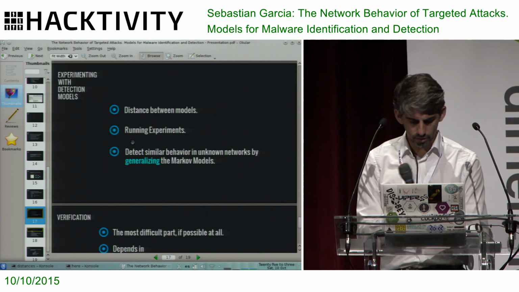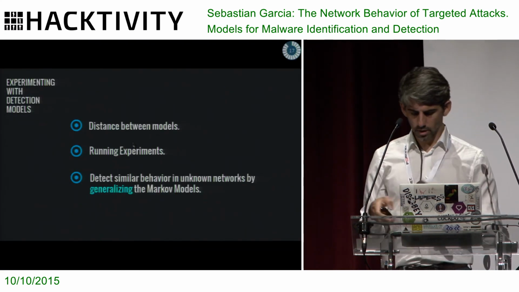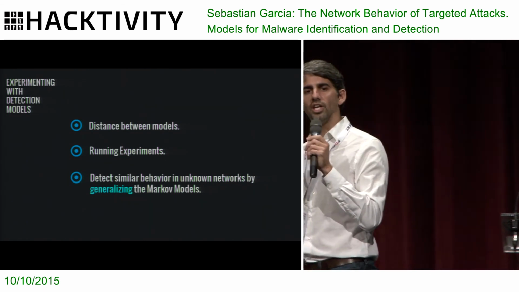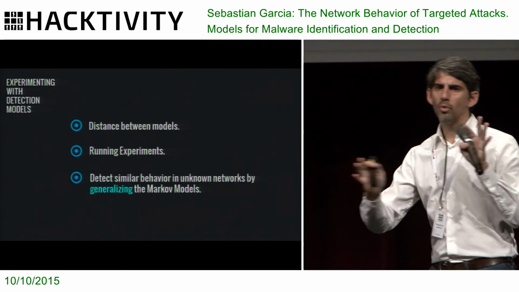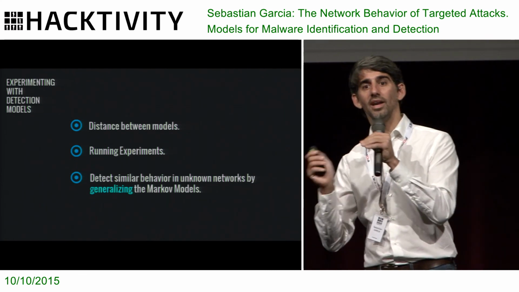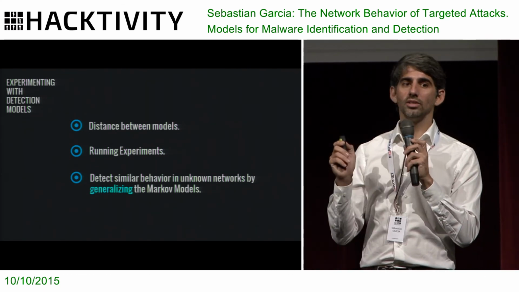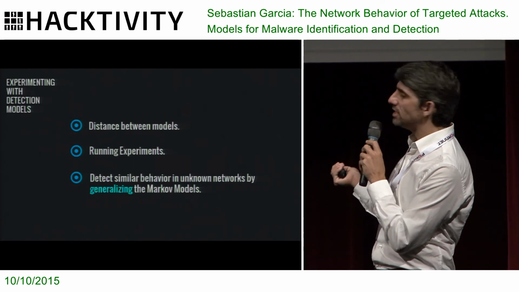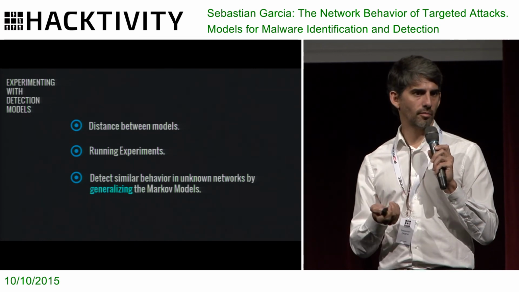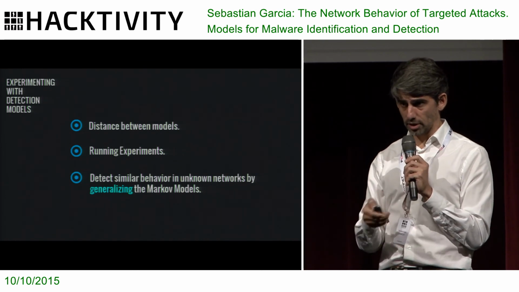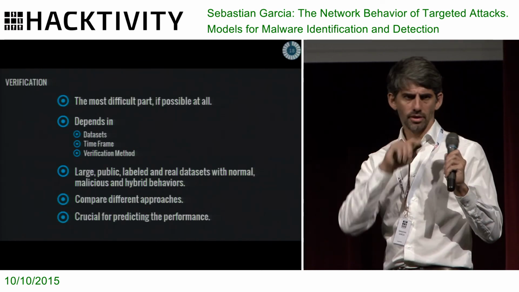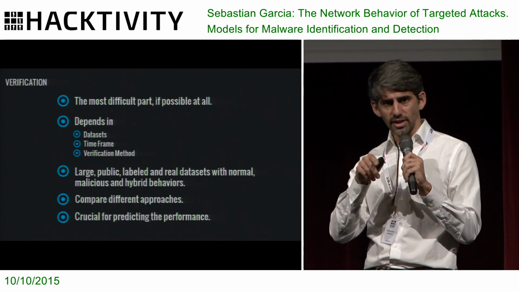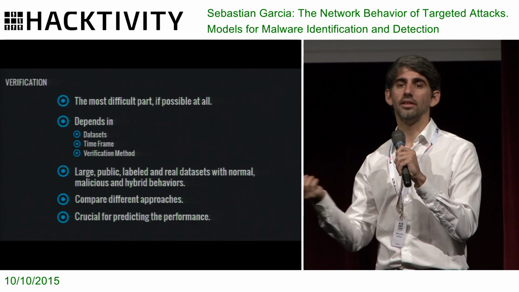So I will continue with the presentation. Yeah. So we can see the distance between models. We can experiment. Say, okay, use all these models in this traffic. Tell me what you find, and especially tell me what and when you find it. And this detection is done by generalizing the models. So I won't speak about that here, but the Markov Chain models can be generalized in such a way that we are detecting similar traffic, not exactly the same traffic, right?